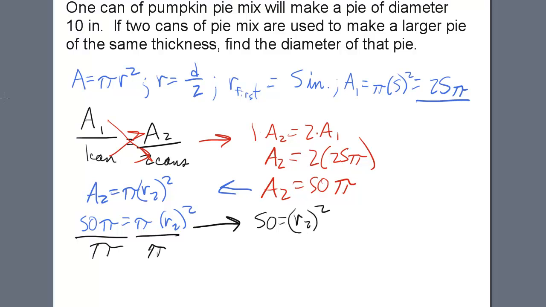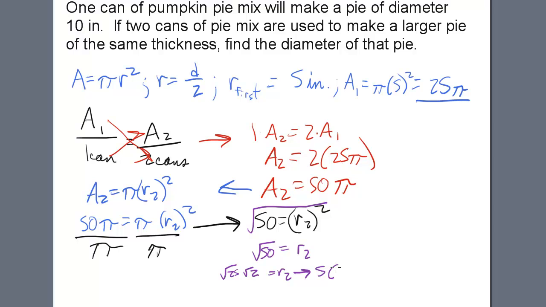Now, the teacher probably doesn't want to know what r2 squared is, but rather the diameter, so we have to find the radius first again. So we're going to take the square root of each side. So square root of 50 equals r2. And square root of 50, that's like saying square root of 25 times root 2 equals r2. And square root of 25, that's 5.